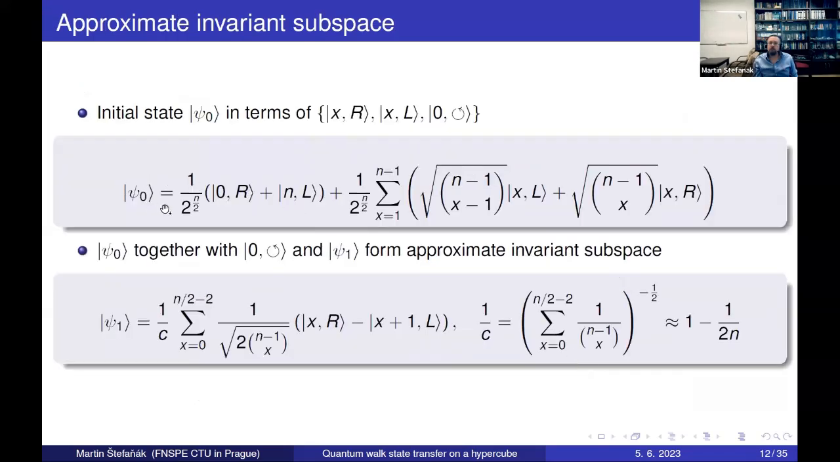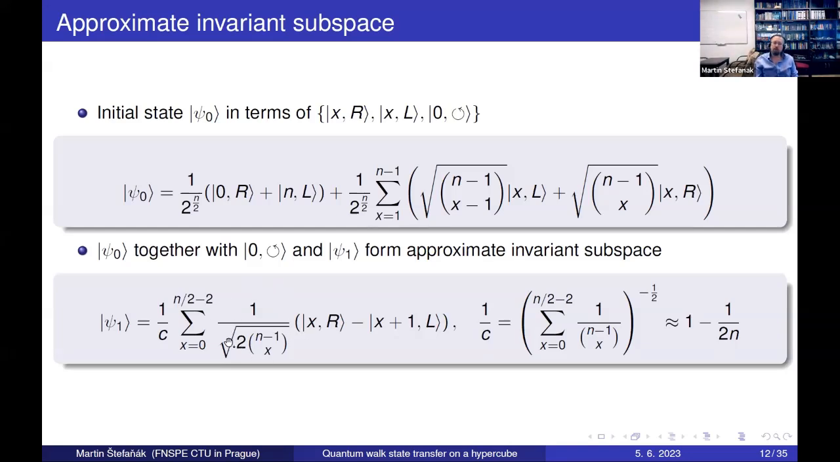Now, the initial state of the search is this psi zero, which you can, after some algebra, rewrite in terms of the states on this line, when you do this reduction. Our target state is the loop on the marked vertex. And if you add to these two another state psi one, then you can show that they form an approximate invariant subspace. This psi one, again, was already shown by Shenvey and Kempe. It's a state where you start at the marked vertex and you go to the middle of this finite line, and you alternate on the arcs connecting x and x plus one. You have the arcs going to the right and to the left.